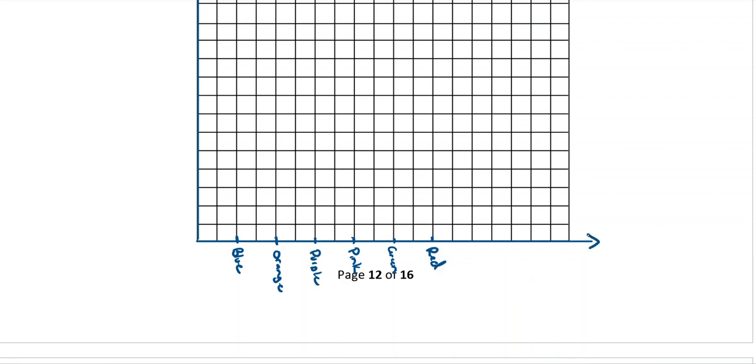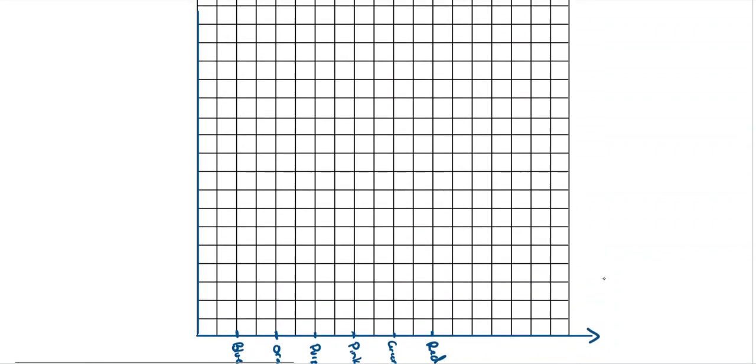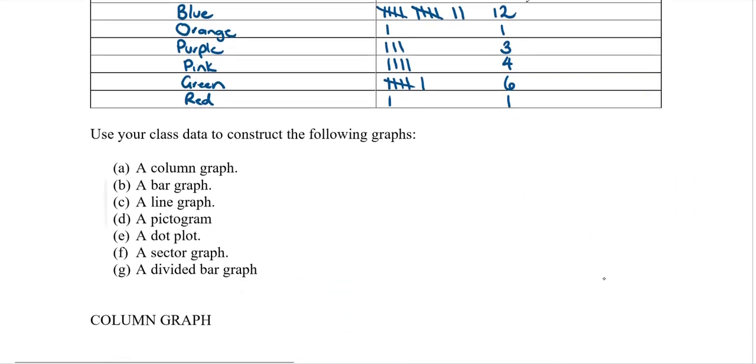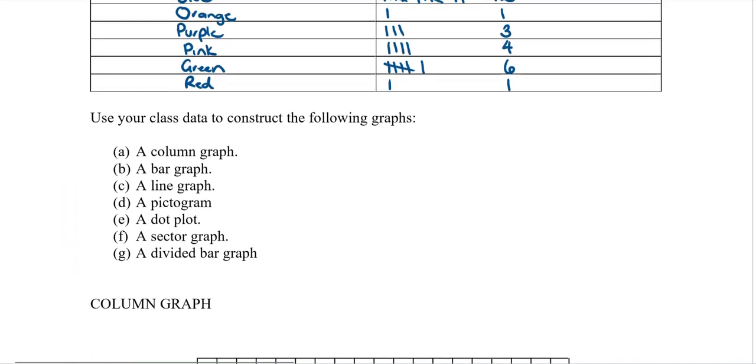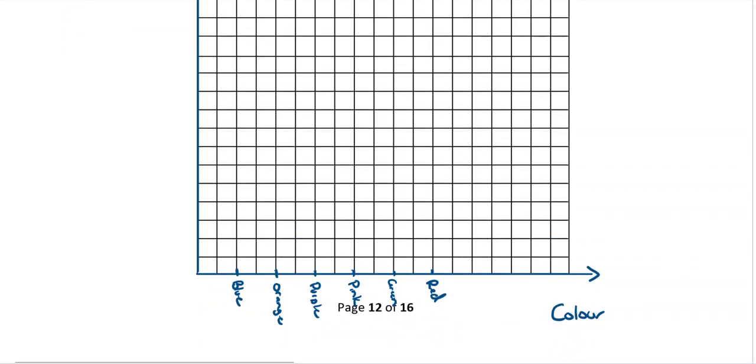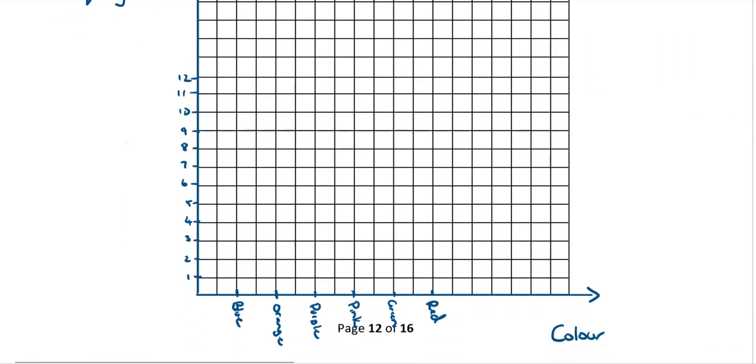Remember to label the axes. This is people's favorite color, so we're going to put color down here. The vertical axis is the number of people that chose it. This one's what we call our frequency. Let me spell that properly. And we had 12 people choose blue. So I think there's 12 spaces there. Let's go 1, 2, 3, 4, 5, 6, 7, 8, 9, 10, 11, and 12. We even had plenty of spaces to spare.